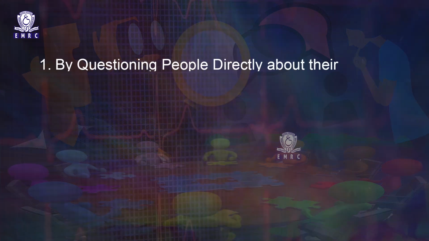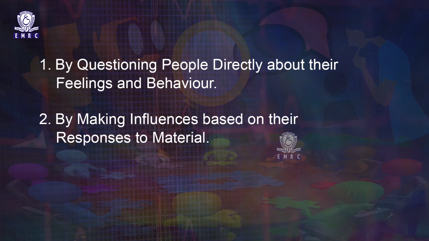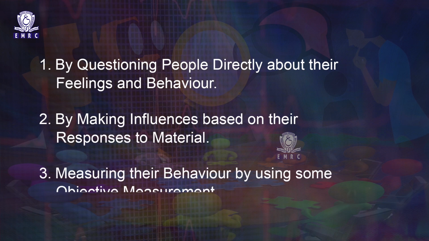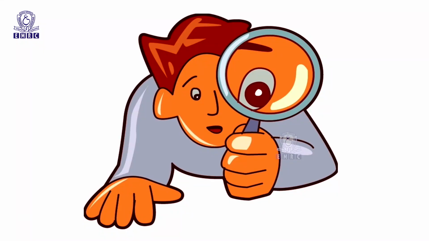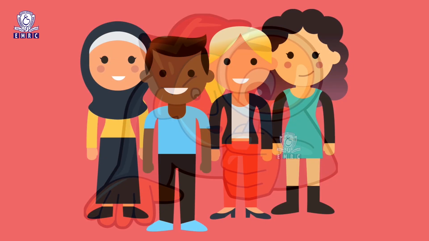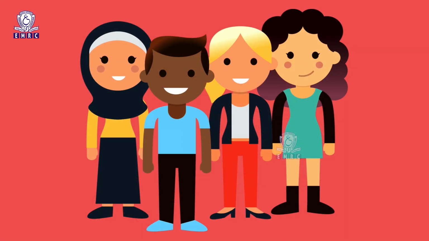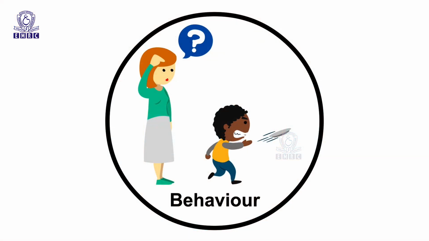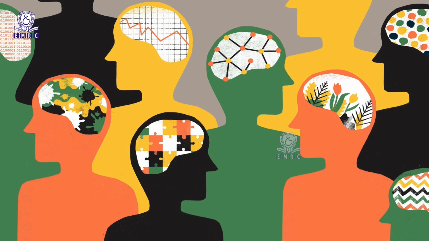There are ways to measure personality, such as by questioning people directly about their feelings and behavior, by making inferences based on their responses to the material, and measuring their behavior by using some objective measurements. The direct observation of behavior one possesses has many problems. People can give socially desirable responses. People may not be comfortable in answering truthfully, and the inferences drawn based on such expressed behavior may be misleading. As a result, the indirect approach to measure personality is more preferred.